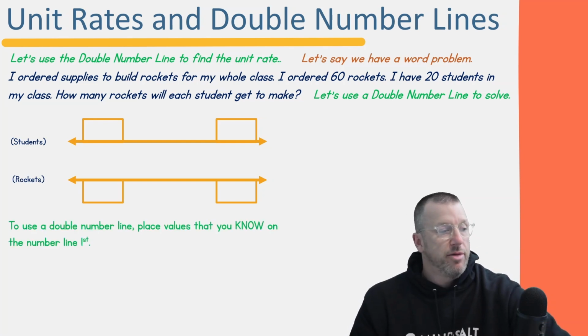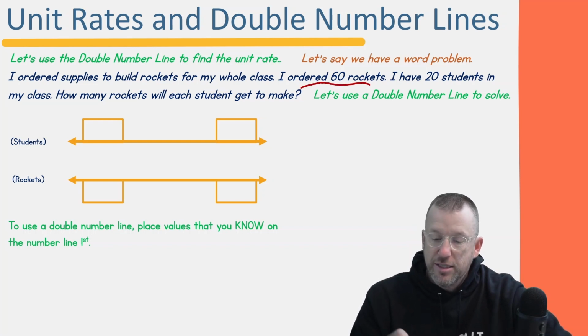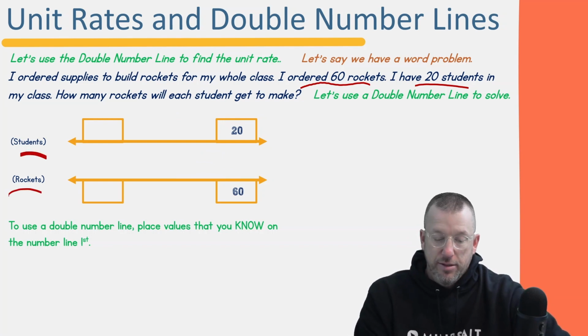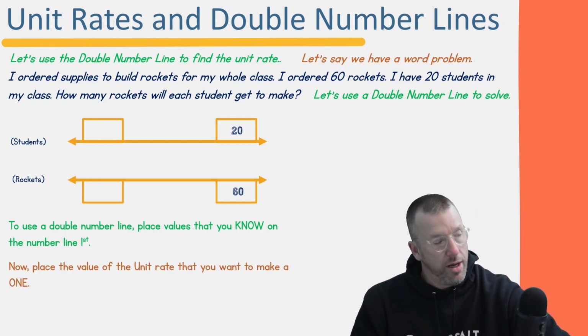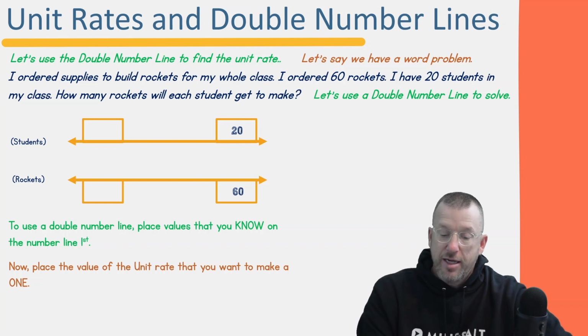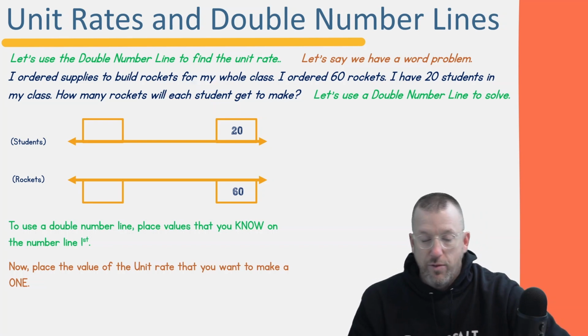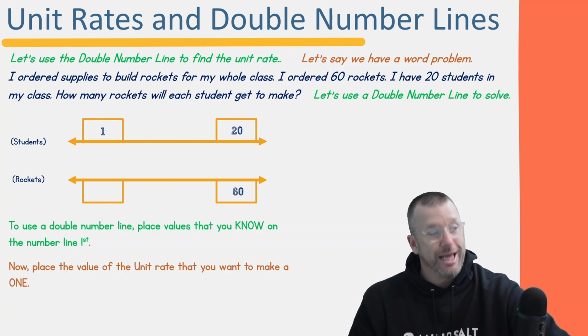Okay, so in the double number line, place the values that you know. We have a ratio that we know. We know we have 60 rockets and we know we have 20 students. So let's put that in there. Okay, so we have 60 rockets on the bottom, in the rocket number line, and 20 on the top, in the top number line. Then we place the value of the unit rate that we want to make 1. We want to know how many rockets each student gets. So if we want to know each student, what we're saying is we want the 1 to be the students. We don't want to know 1 rocket. We want to know how many rockets each student gets.